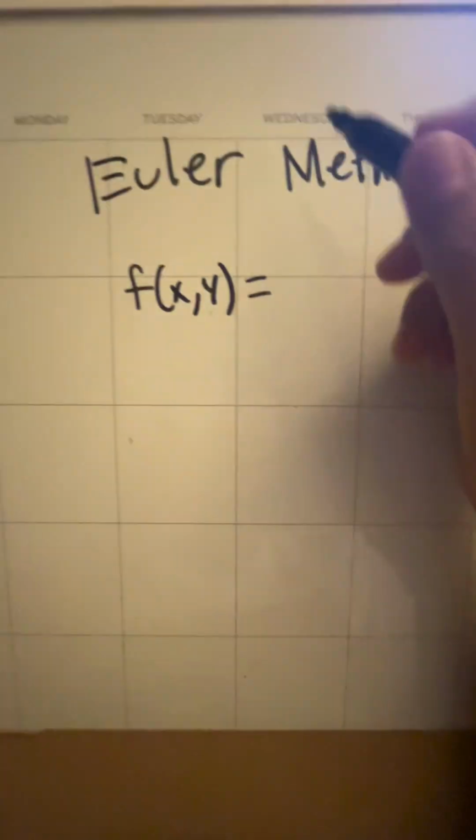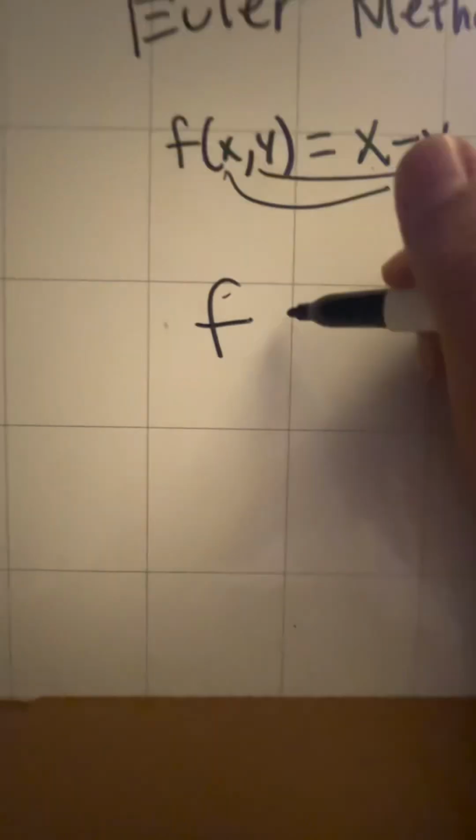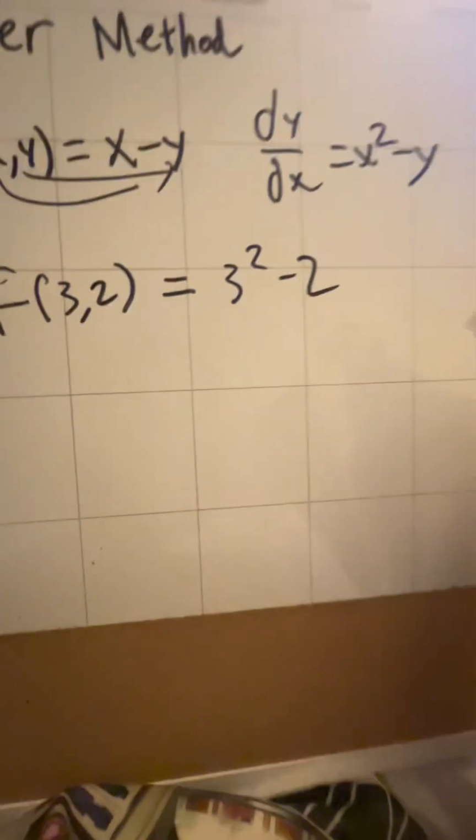What does it mean? It's basically notation for a differential equation, like x minus y, where x is the x and y is the y. So if I had dy/dx equals x squared minus y, and I put in numbers like 3 and 2, it would equal 3 squared minus 2. Okay, so that's what that function is.